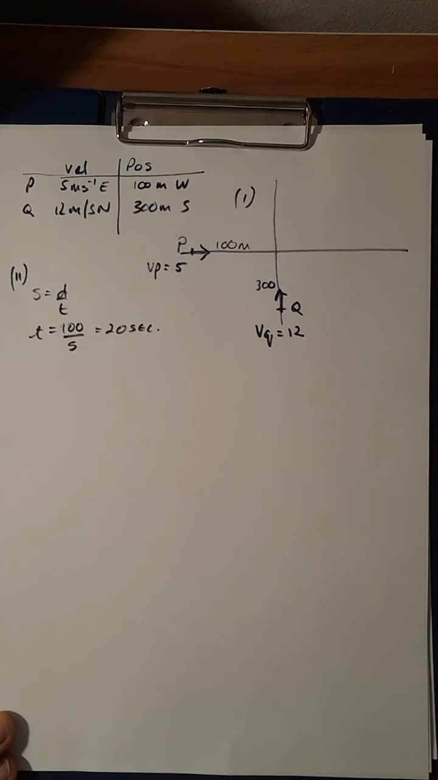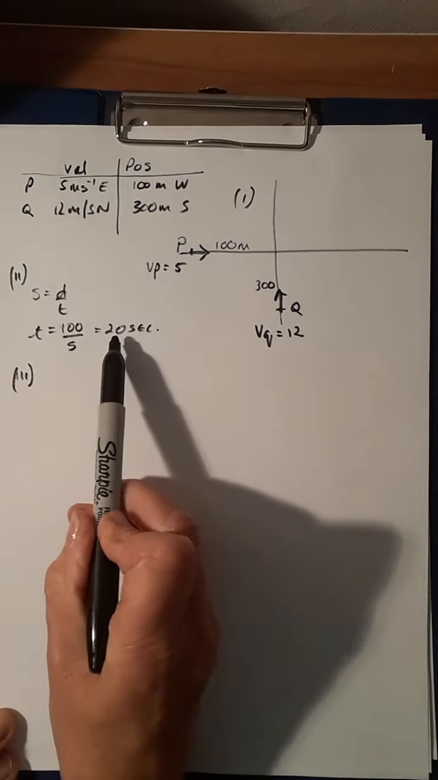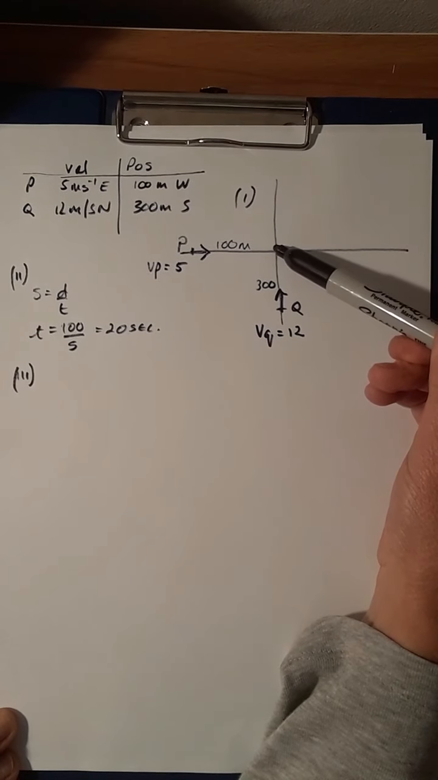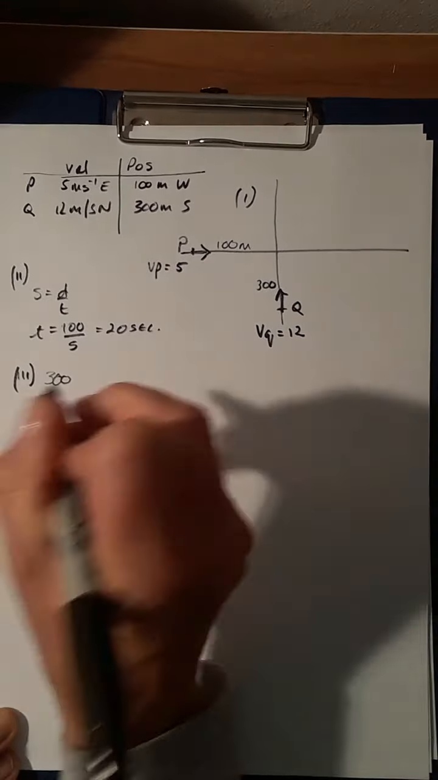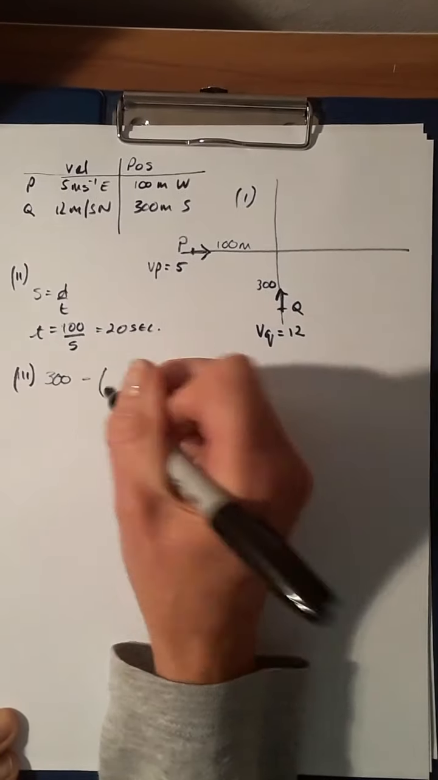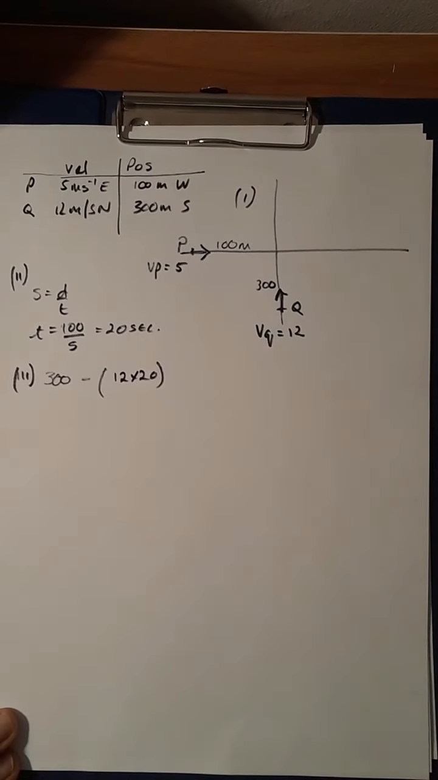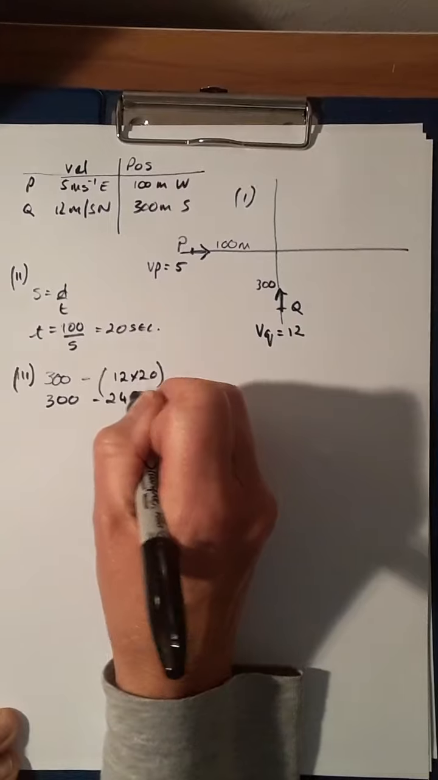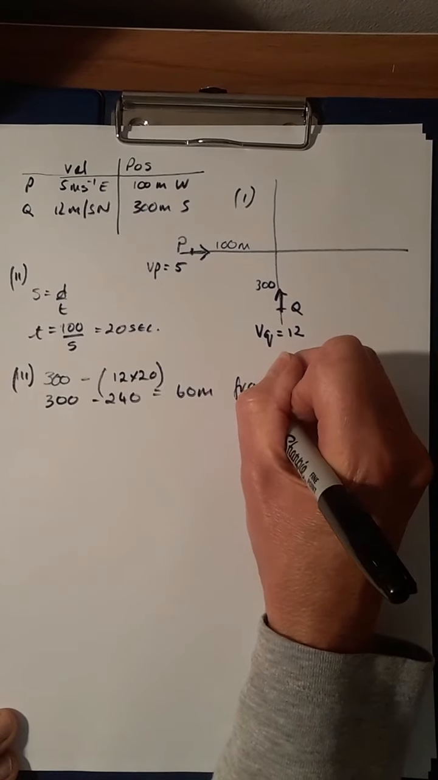Part 3 says, where is Q when P is at the junction? In 20 seconds, Q, which is initially 300 meters from the junction, has travelled a distance of speed multiplied by time. So I'm going to subtract its speed, 12, multiplied by 20, the time. That means I take 240 from 300, and I get that Q is now 60 meters from the junction.